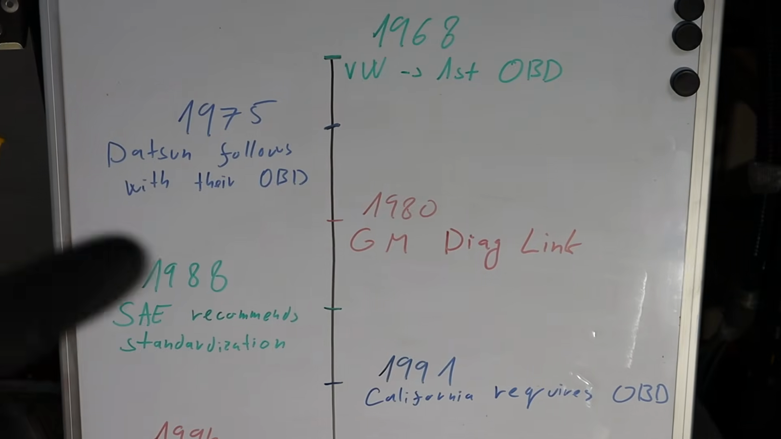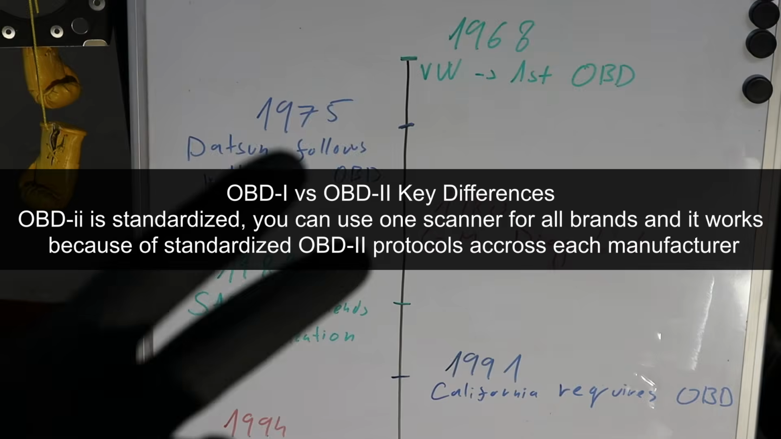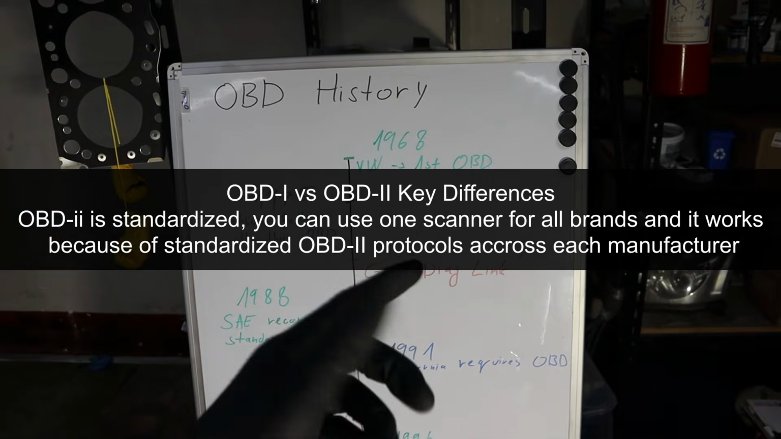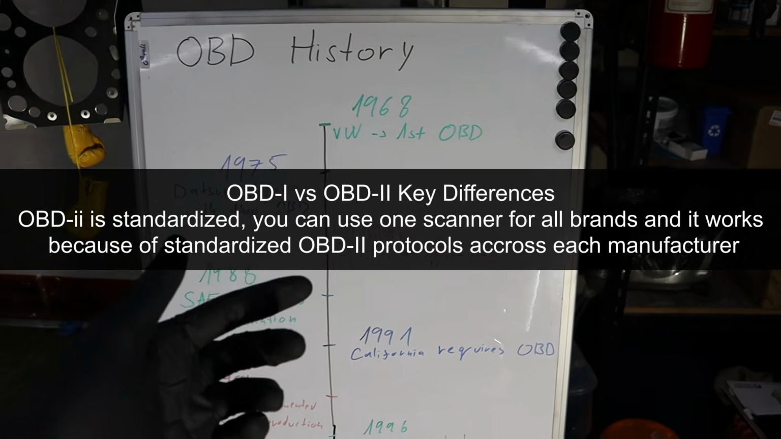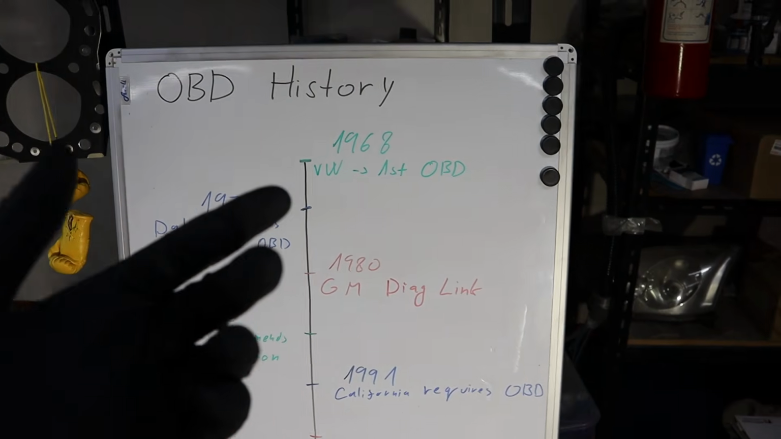So those were the times of OBD1, and OBD1 was very different to OBD2 for two main reasons. First, it was very complicated to use an OBD1 scanner, simply because as you can see there was no standardization yet. So each car brand had a different interface and a different connector. It wasn't simple like today.